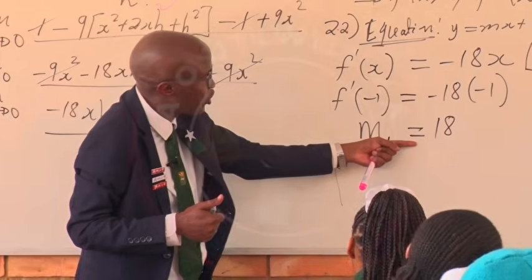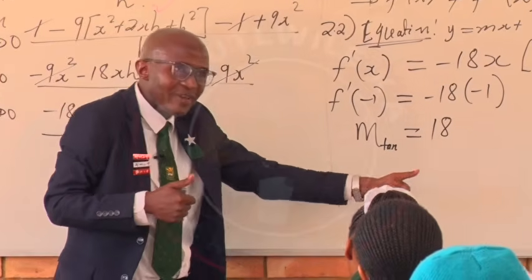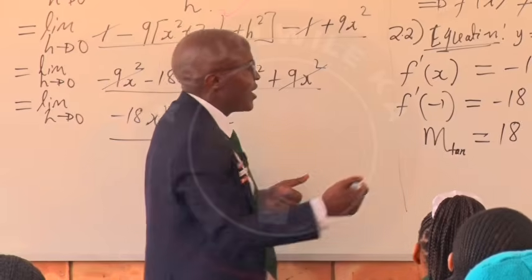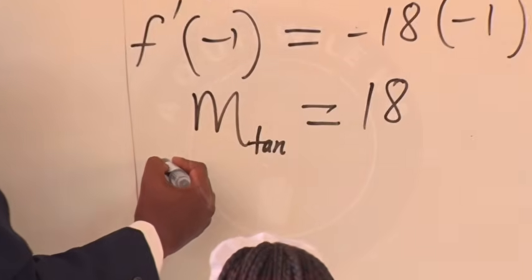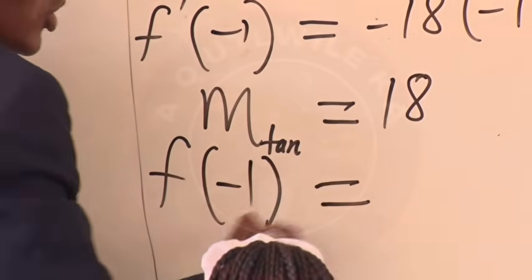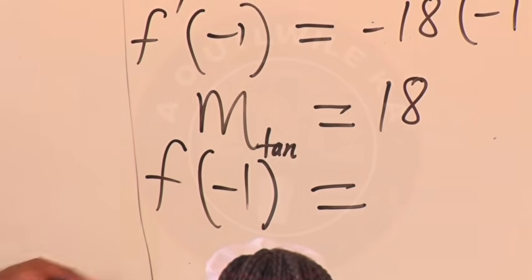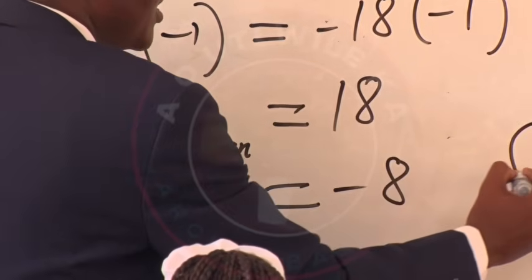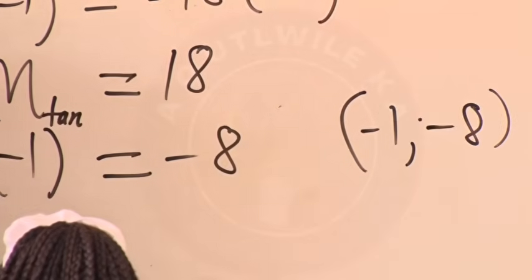We have a gradient. We are short of what? A point. What is a point? It's an x value and y value. So far I have what? How am I going to get the y value? Talk to me. I'm going to say what? f of -1 equals. Talk to me. What will be the answer? You must use your calculator. -8. So my point is what? -1 and -8. Are you fine?